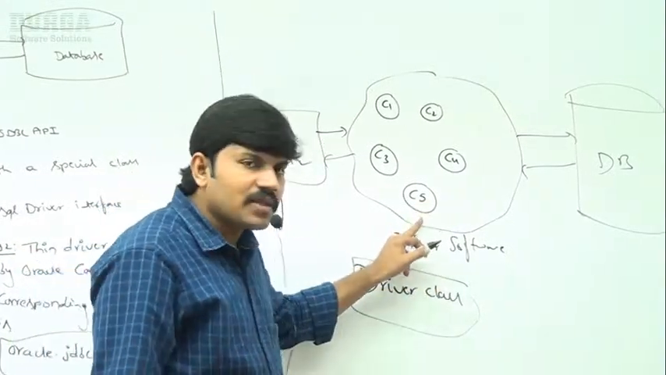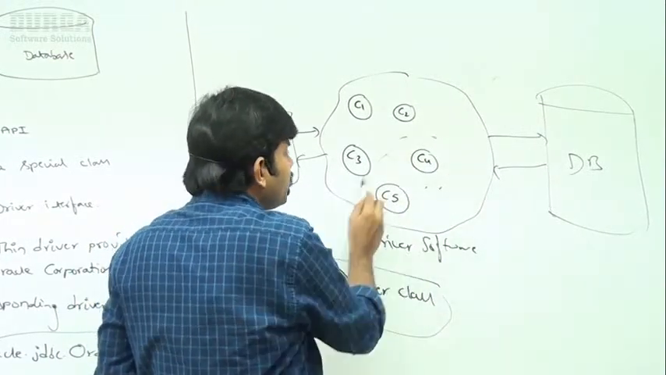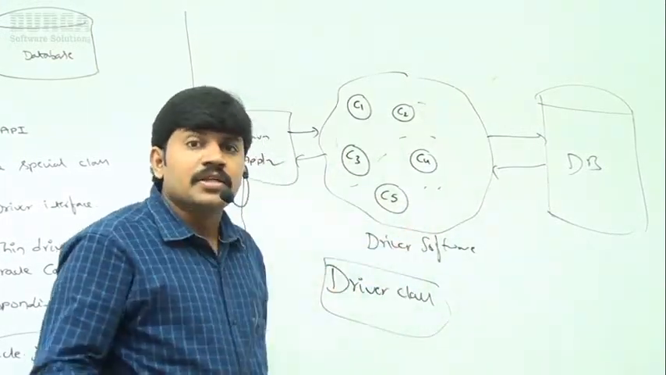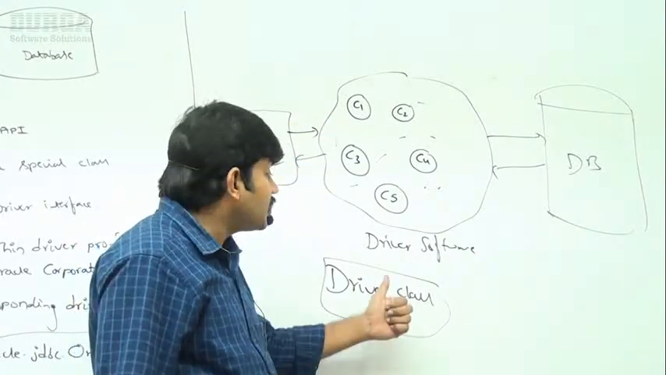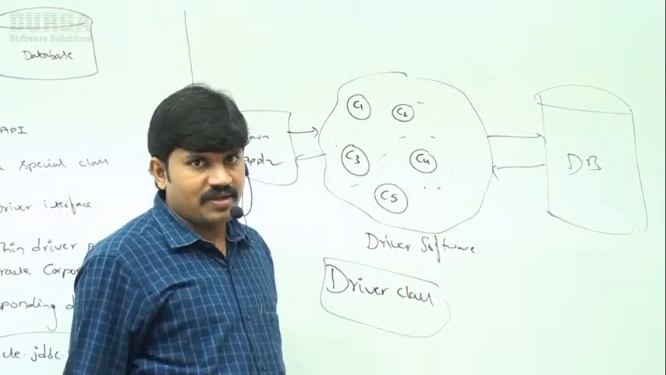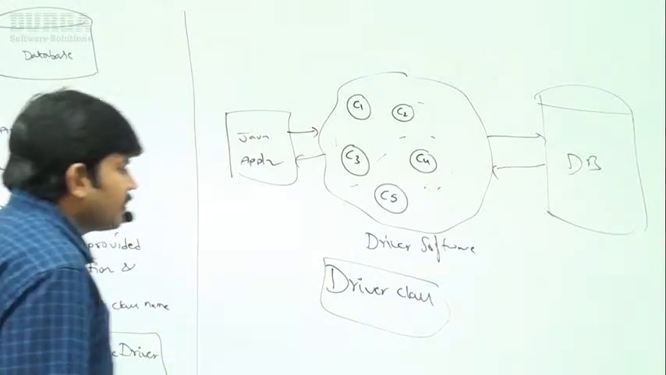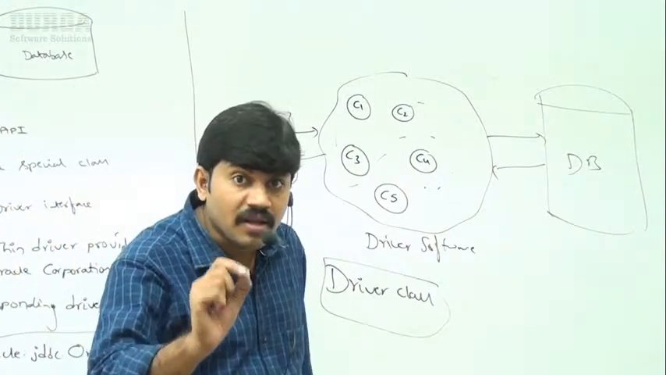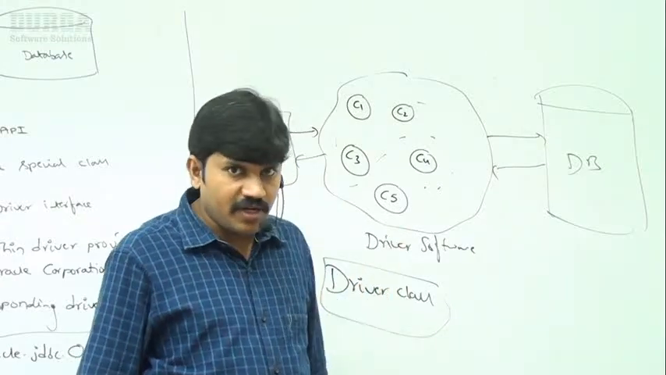In the driver software, there are multiple classes, assume there are thousand classes. Among all, there is one special class. That special class is nothing but what? Driver class. Everyone can understand, right? That's why I can use the word: every driver software can be identified with a special class. That special class is nothing but the driver class. Clear for all of you, right?